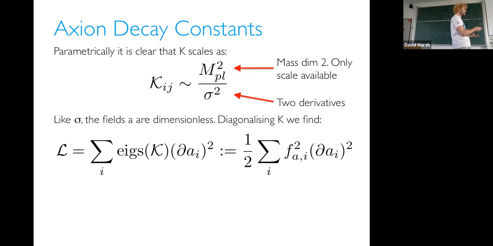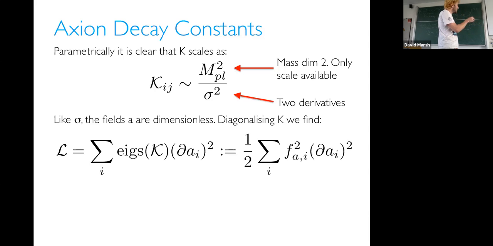The sigmas are the volumes of the cycles, so they better be larger than 1 in string units. So the entries of this thing had better be smaller than the Planck scale squared, you know, by orders of magnitude. This is what I said just now: the fields are dimensionless.